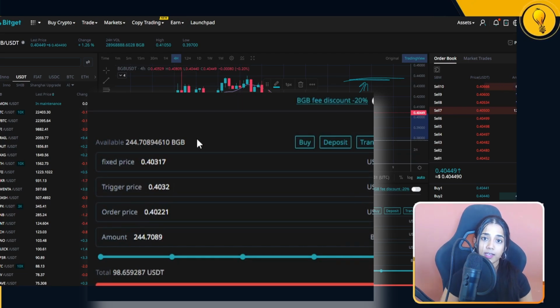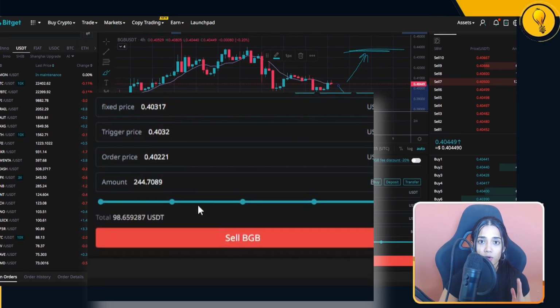Remember, from the explainer that we just went over, the first row, which is your fixed price row, is your take profit row. Now, your take profit, guys, ultimately, is always going to be higher than what price is at right now. Price is currently sitting at 0.404. My take profit is lower.